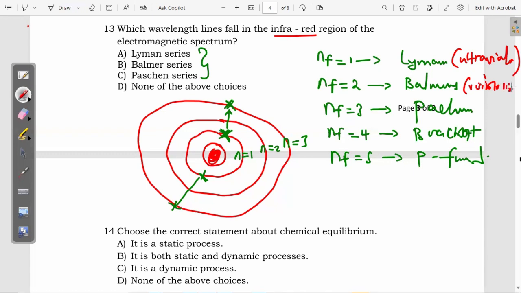Okay. And then whatever comes after visible light is infrared. So wherever you can go down here, you're going to find infrared radiation.